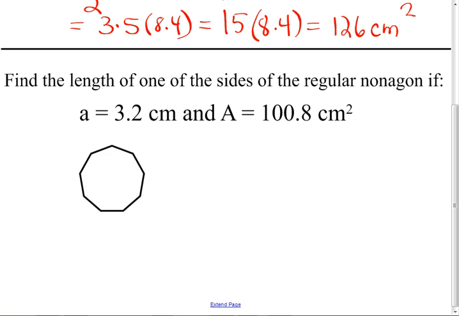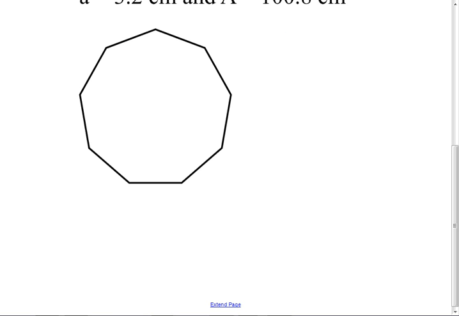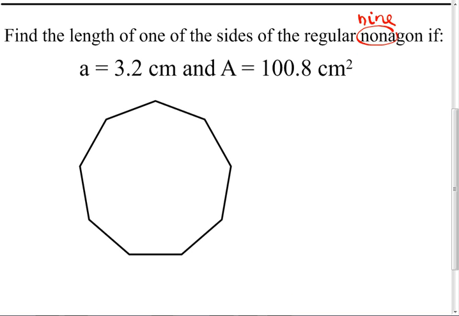Yes. Okay. 9. That's how I remember that. Hex, 6. And the other ones are pretty familiar. 7 I remember because of the French. Okay. So I'm going to draw in my apothem, which is 3.2 centimeters. The area is 100.8.